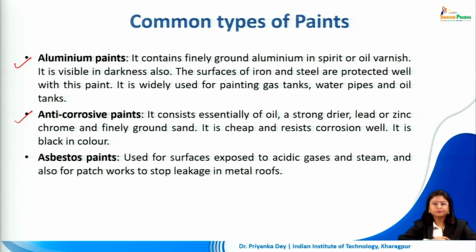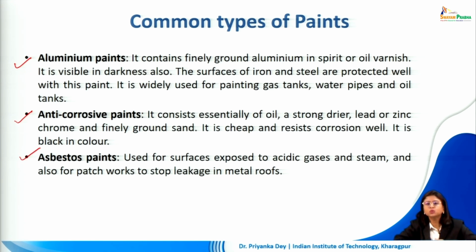The second type, that is anti-corrosive paint, it essentially consists of oil, a strong dryer, lead or zinc chrome and finely ground sand. It is cheap, and it resists corrosion well. So it is essentially black in color, but anti-corrosive paints, as the name suggests, is something that can easily deal with corrosion, and it has the intrinsic property to be able to be durable even under stressful exposed conditions.